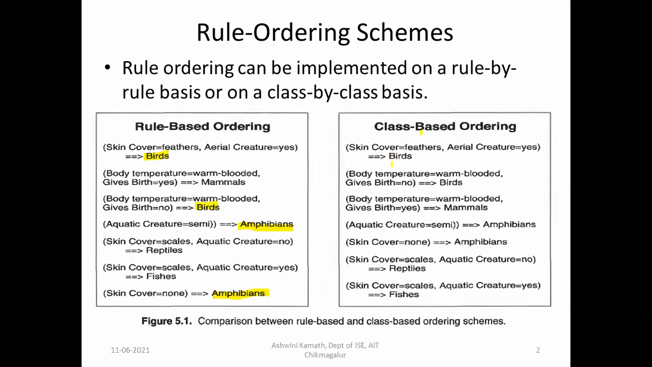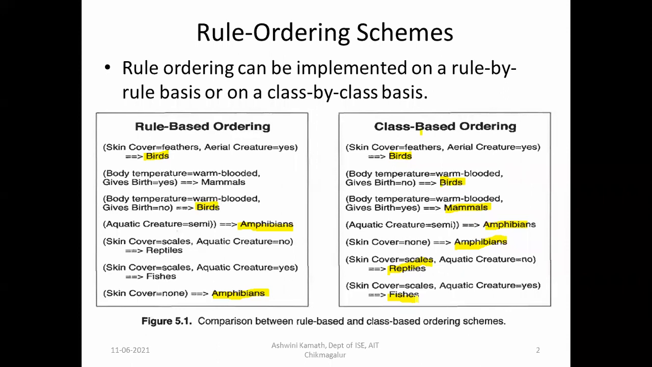For example, you can see here, skin cover is equal to feathers, aerial creature is equal to yes, then it will be birds. Again, we have body temperature is equal to warm blooded, gives birth is equal to no, it will be birds again. Birds, mammals, amphibians, fishes, all these are classifications of vertebrates, right? So here, based on the classification, it is dividing. That is class based ordering. Then mammals, then amphibians, again amphibians, then reptiles, then fishes. It is ordering based on the classification.